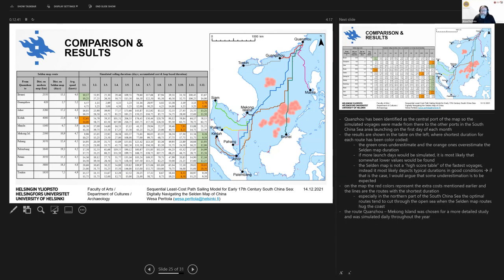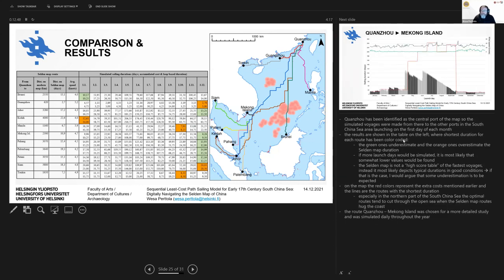Zhuangzhou has been identified as the central port of the map. So the simulated voyages were made from there to the other ports in the South China Sea area, launching on the first day of each month. The results are shown in the table on the left, where the shortest duration for each route has been color-coded. The green ones underestimate and the orange ones overestimate the Selden map duration.